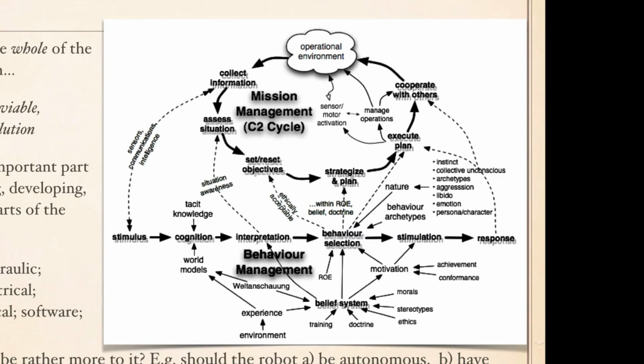In the diagram you can see the sort of things that would be going on in the mind of an intelligent robot. It would be pursuing some sort of mission, and you can see the mission management cycle at the top. It will be collecting information through its sensors, assessing situations, setting itself objectives, strategizing and executing its plan and cooperating with others. And its behavior is similarly involved in that there will be a stimulus which it will recognize, interpret, and will select behavior according to the stimulus and respond. That's a stimulus response arrangement.